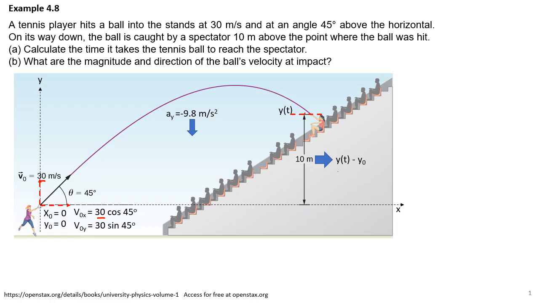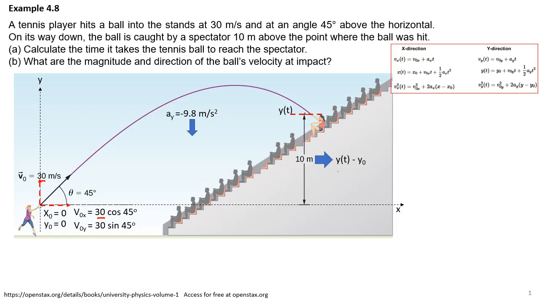Now the acceleration due to gravity in the y direction is minus 9.8 meters per second squared, and we know that ax is 0, so there is no acceleration in the x direction. So we have these equations here in the x and y directions. We have to use the appropriate equation to calculate the time. So let's use the y direction equations. We have yt, y0, v0y t, and half a y t squared. So from here we can calculate time.